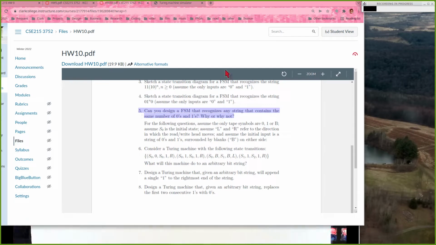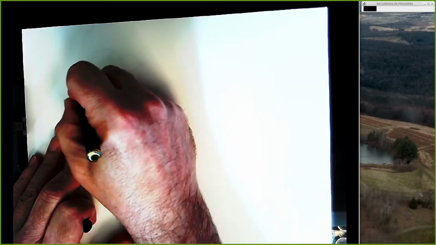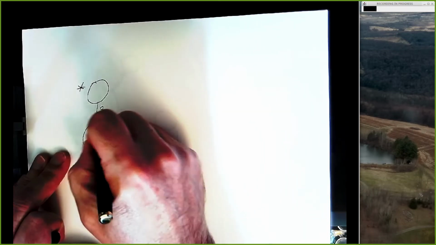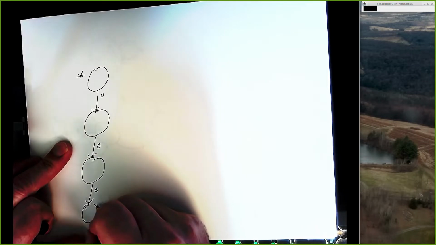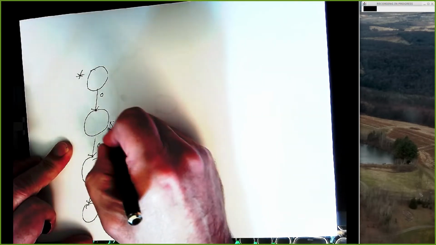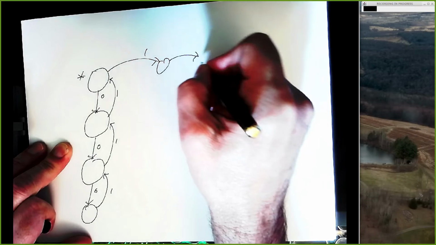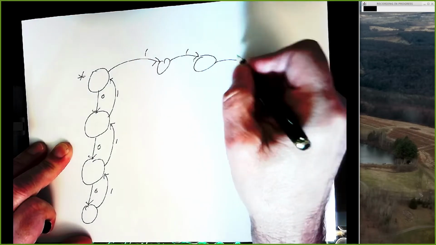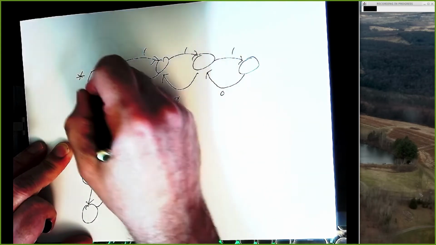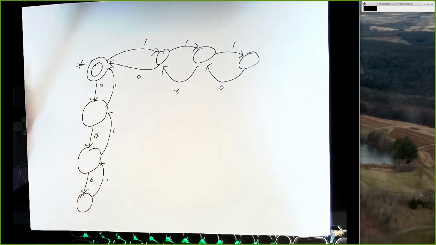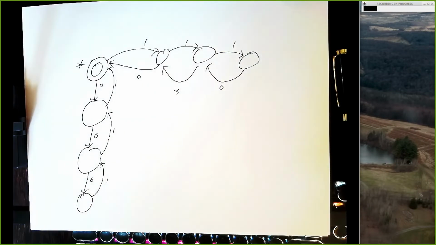And so suppose you do something like this. Here's our initial state. And if I get a 0, I'll go to this state. And if I get a 0, I'll go to this state. And if I get a 0, I'll go to this state. And if I get a 1, I'll come up here. And if I get a 1, I'll come up here. And if I get a 1, I'll go here. And a 0, and a 0, and a 0. And here's my recognized state. But for an arbitrary length, you need an arbitrary number of states, and I don't know if that's possible. That's the hitch right there.